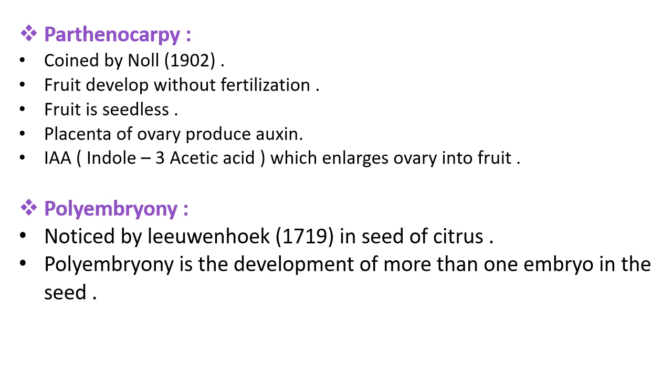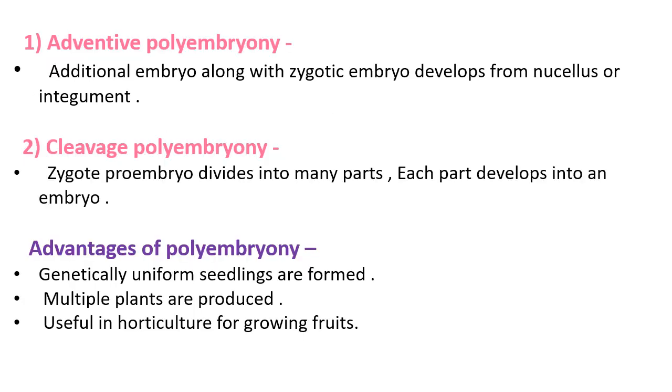Then we will see polyembryony. Polyembryony means development of more than one embryo in the seed. Polyembryony was first noticed by a scientist called as Leeuwenhoek in the year 1719 in the seeds of citrus. Polyembryony is of two types. The first one is called as adventive embryony and the second one is called as cleavage embryony.